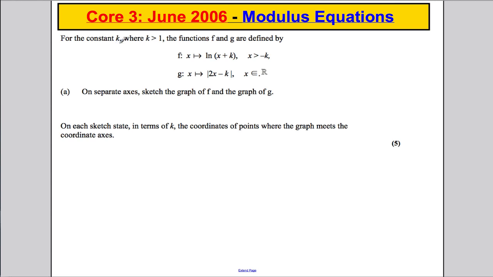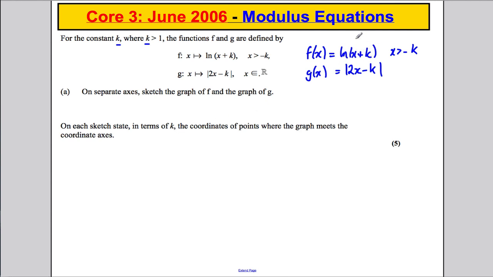k is a constant bigger than 1, and we've got the following functions. f of x is ln of (x plus k), where x must be bigger than negative k, and g of x is the modulus of 2x subtract k. On separate axes, draw the graphs of f and g. On each, state in terms of k the coordinates where the graph meets the axes.